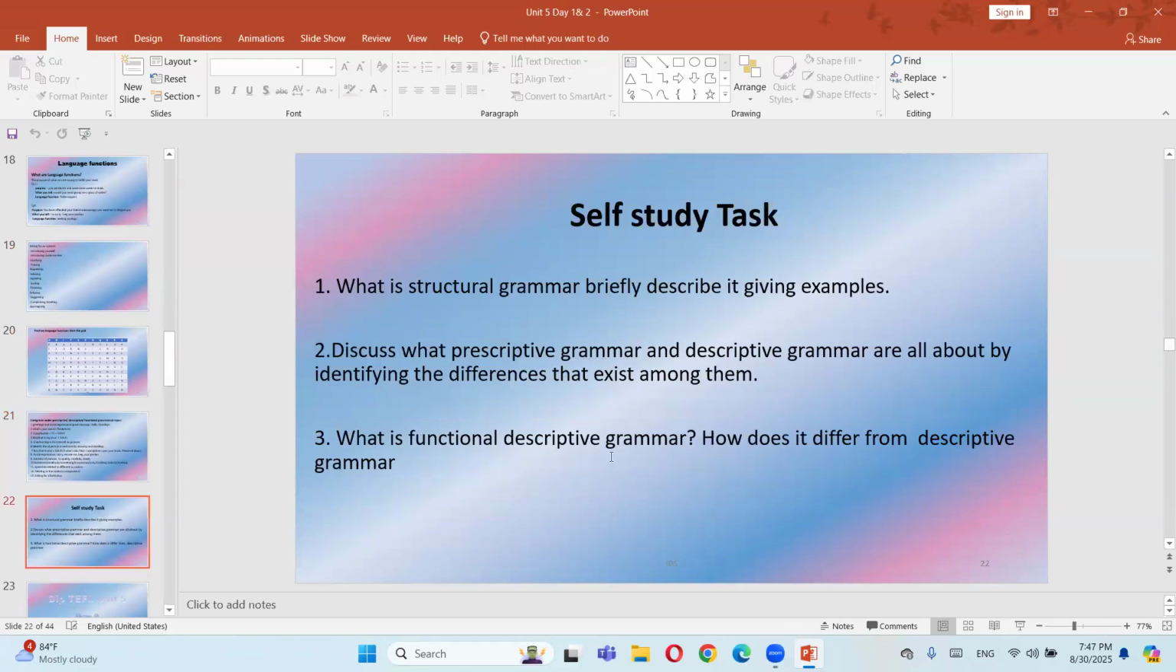What is functional grammar? Explain it a bit and say how it differs from descriptive grammar. Functional grammar and descriptive grammar: compare and try to find out any three differences and highlight them.